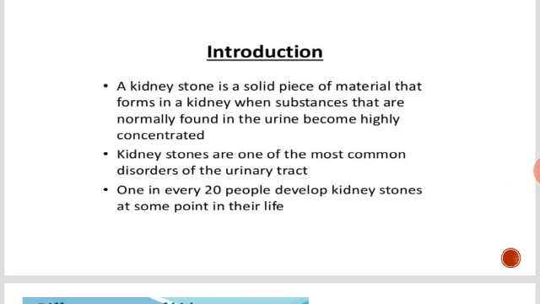A kidney stone is a hard solid piece of material that forms in a kidney when substances that are normally found in the urine become highly concentrated. These are crystals of minerals. Kidney stones are one of the most common disorders of the urinary tract. Over 1 in every 20 people develop kidney stones at some point in their life.